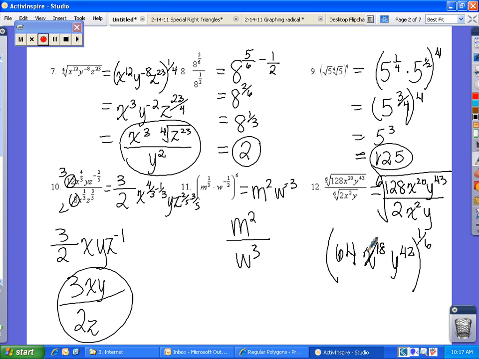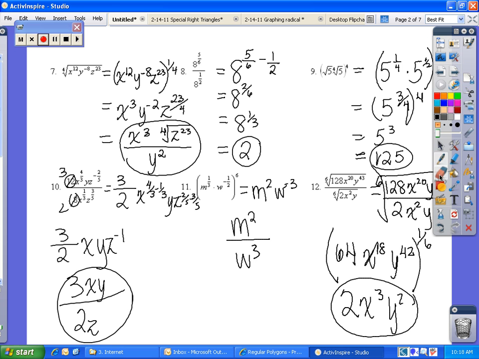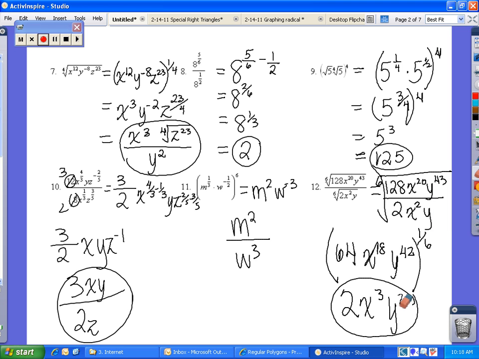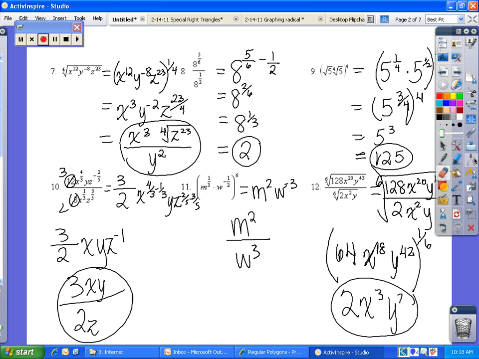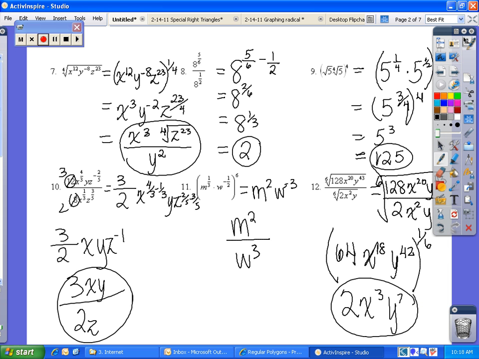So 64 raised to the 1/6 power is 2. 18 times 1/6 is 3, so that's x cubed. And then 42 times 1/6 is 7, so that's y to the 7th. So this will simplify to 2x cubed y to the 7th power. And that will be your answer for number 12.